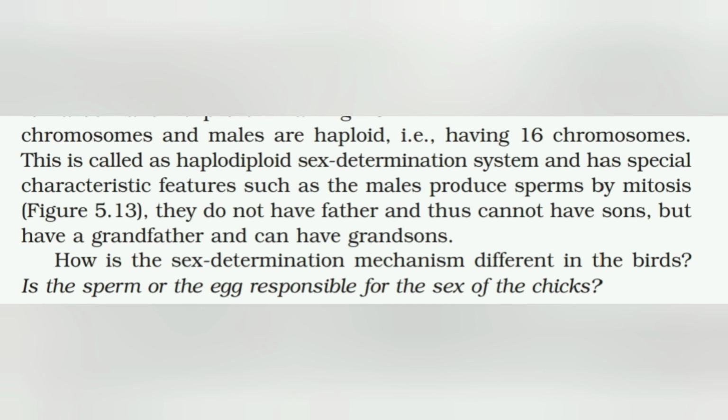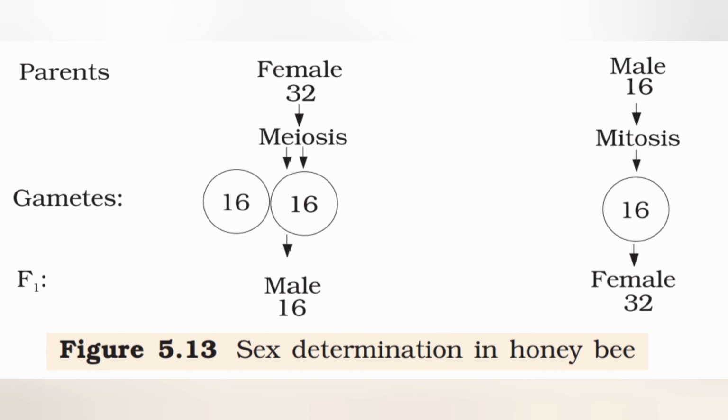However, we have studied that gametes are always produced by meiosis. They do not have a father and thus cannot have a son, but have a grandfather and can have grandsons. Here is the representation. The parent female has 32 chromosomes. They undergo meiosis and produce gametes with 16 chromosomes, while the male has 16 chromosomes and produces gametes by mitosis containing 16 chromosomes. The male gamete fertilizes the female gamete and forms females, while males are produced by the unfertilized eggs of the female.